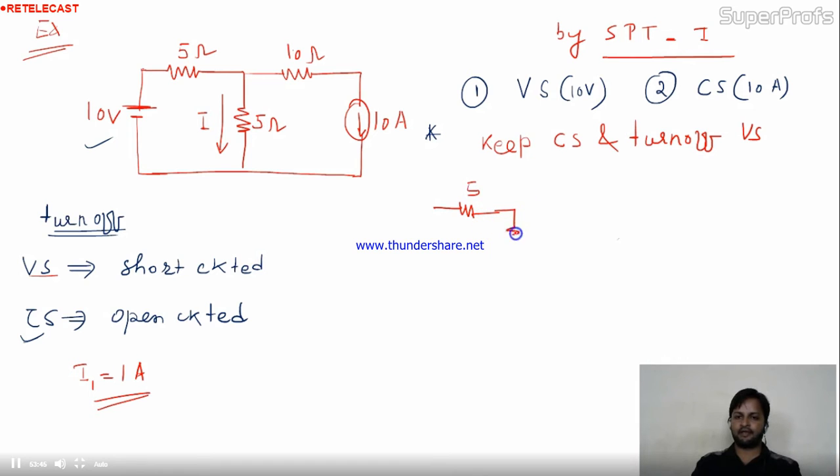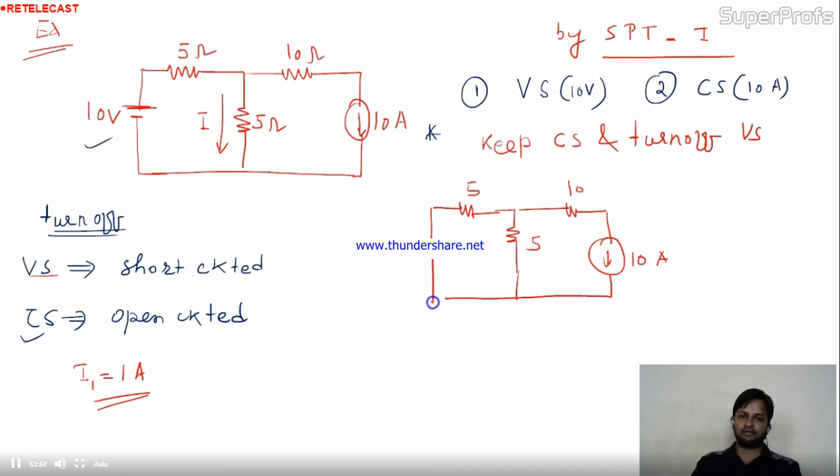This is 5, okay, fine. This is 5. This is 10 ampere. Okay, what about this voltage source? We have to short it. Short circuit means this. This is the short circuit. Now your independent voltage source is turned off.